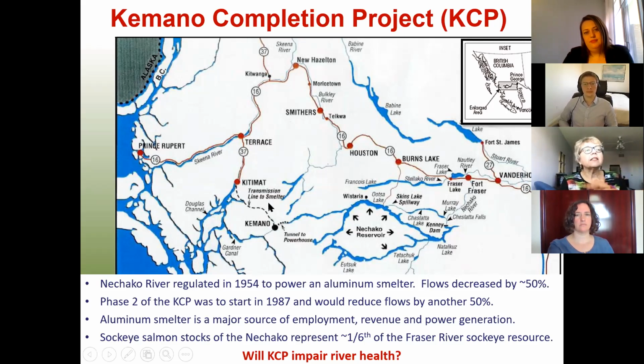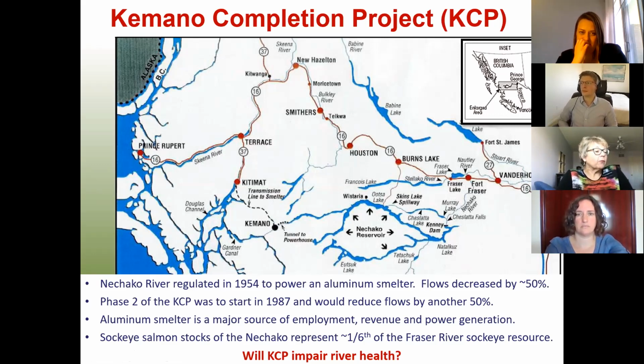So in the 1950s, the Nechako River was regulated. Half of the flow was diverted out of the Nechako River to produce the hydroelectric power for the Alcan aluminum smelter. At the time the first agreement was put in place in the 50s, the government also said in that agreement, well, Alcan, you could come back and take another 50% of the river at a later date. And so in the 1980s, Alcan came back to the government and said, we want our second allotment of 50%. The result would be that the flow in the river would be reduced to 20% of its original flow, possibly impairing sockeye salmon health.